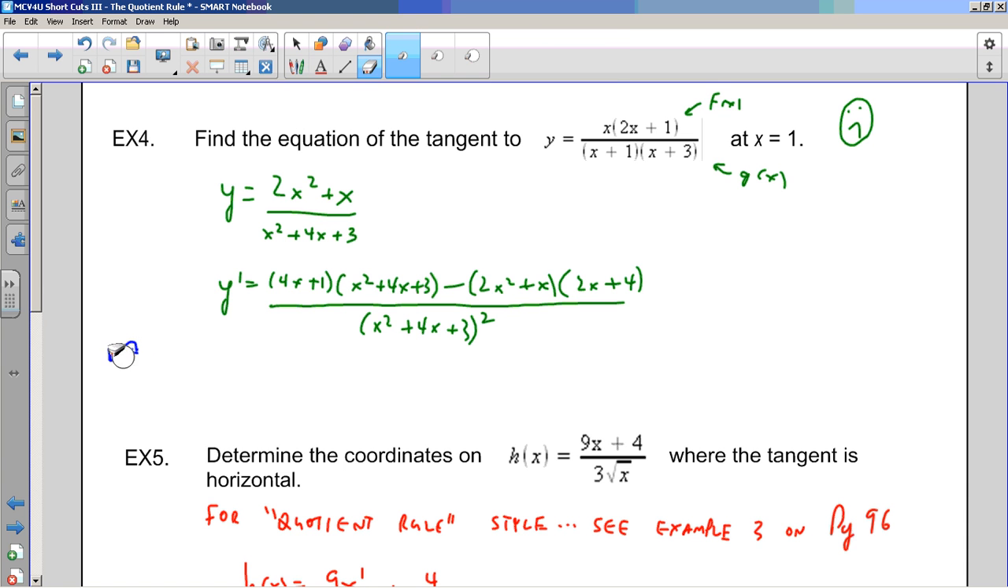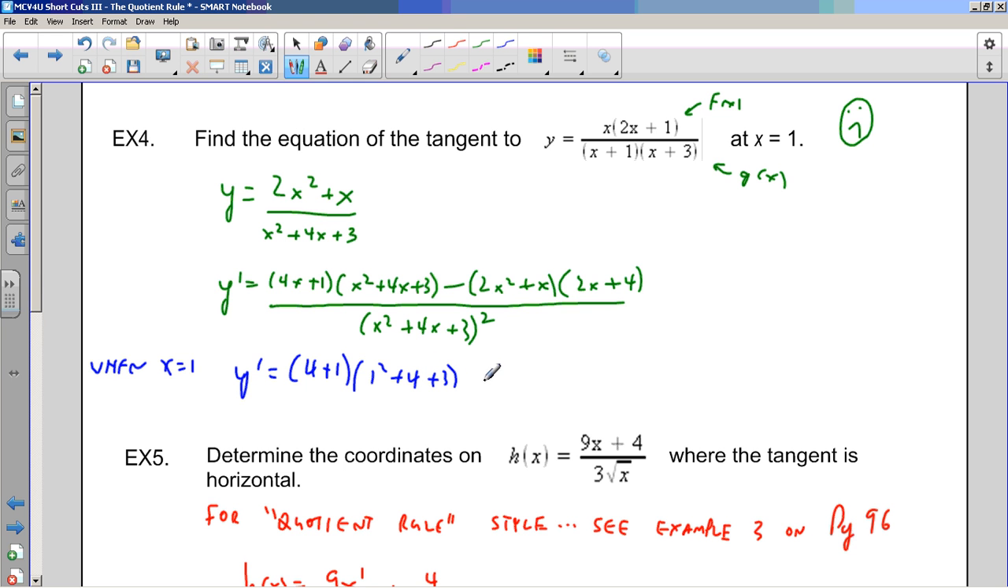Wow, that's awful. Okay, there you go. When x equals 1, y prime is equal to 4 plus 1 squared plus 4. I'm doing a little of this arithmetic in my head because I can. This is 2 times 1. Yeah, good, all good. All over 1 plus 4 plus 3 all squared.